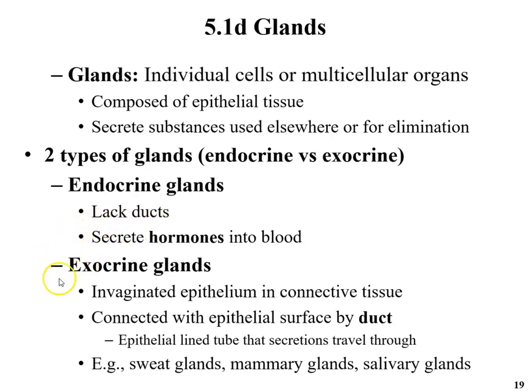Then there's exocrine glands. And this is invaginated epithelium in connective tissue. And it's connected with the epithelial surface by a duct. So that's an epithelial lined tube through which secretions travel. And an example of exocrine glands would be sweat glands, mammary glands, and salivary glands. And you'll notice in all of these glands, the substances that are secreted make it to the outside of the body.